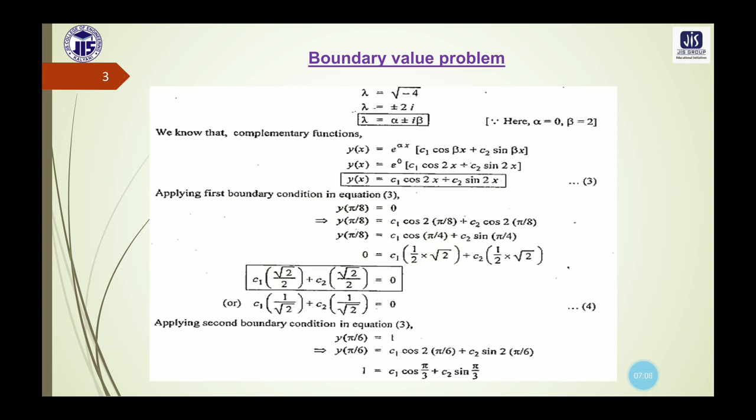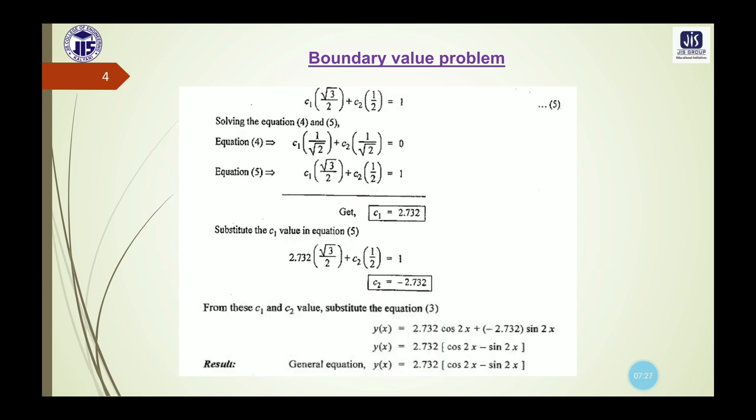and in that complementary function we have used the two different boundary conditions which are given here. Now using these two different boundary conditions, we have solved the value of C1 and C2 from the complementary function. After that we have used those values of C1 and C2, and finally we have got the general equation here. So this is the procedure to solve such numericals based on the boundary value problem.